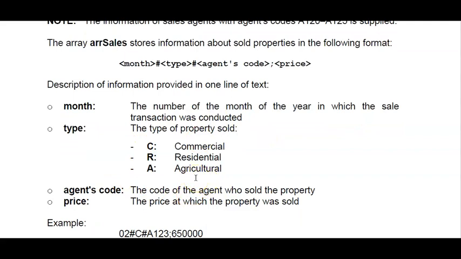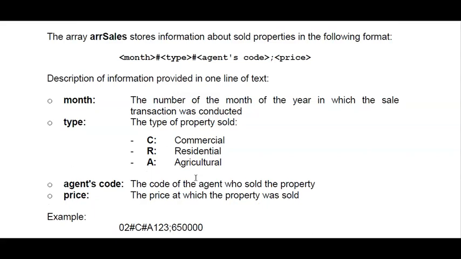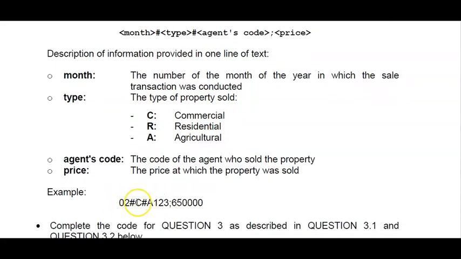All of this can also be seen in the one-dimensional array in the provided code. However, these descriptions obviously won't be there. And then they give you an example of the data. There's the month, there's the type of property, so this would be a commercial property, and then the agent code, and then the value of the property.